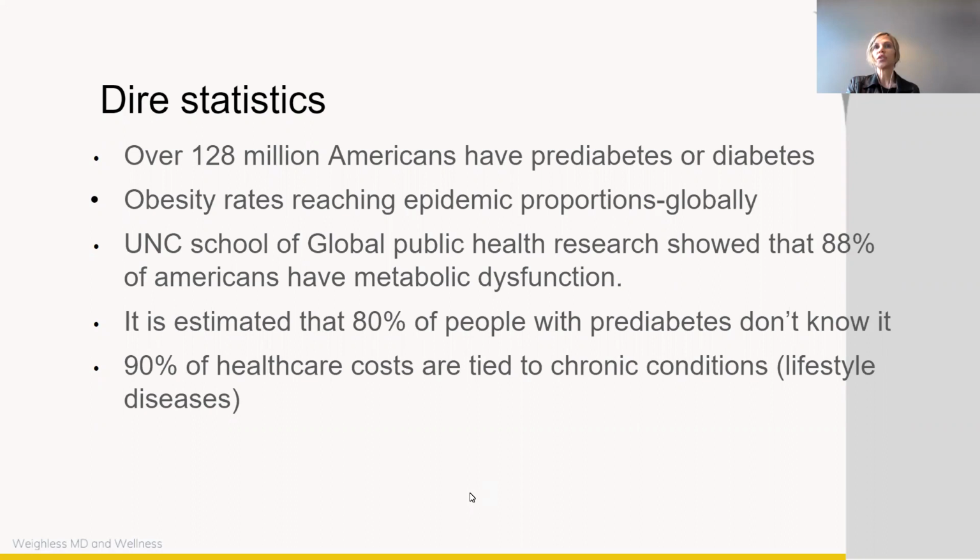Recently, the University of North Carolina School of Global Public Health did research on US citizens, and they found that 88% of Americans have some type of metabolic dysfunction. It is estimated that 80% of people with prediabetes don't know it. And as you all know, approximately 90% of healthcare costs are tied to chronic conditions. These are preventable lifestyle diseases. There are so many more statistics that are quite staggering, but I wanted to start here to help people understand the significance and why we are here today to help.